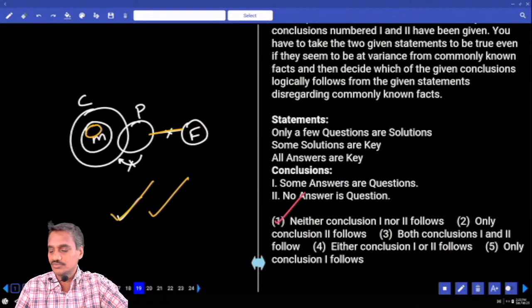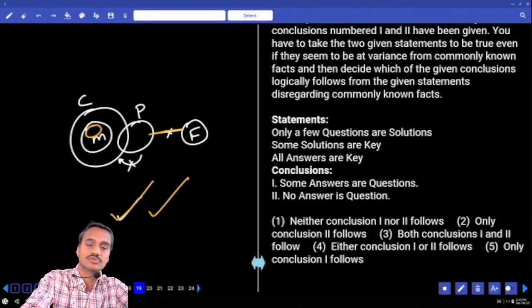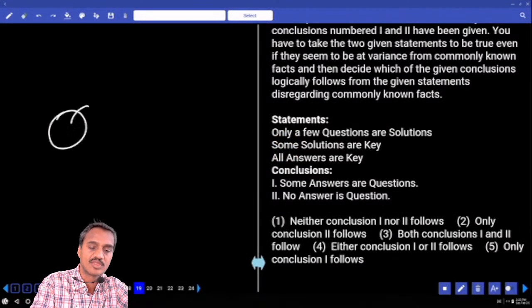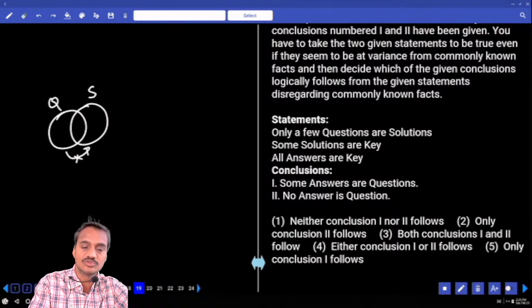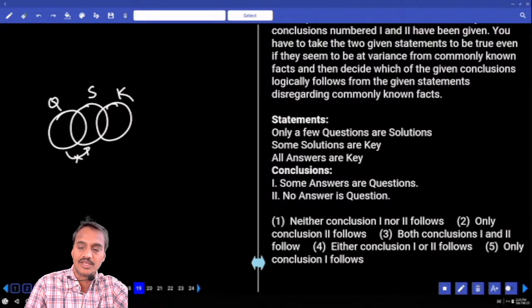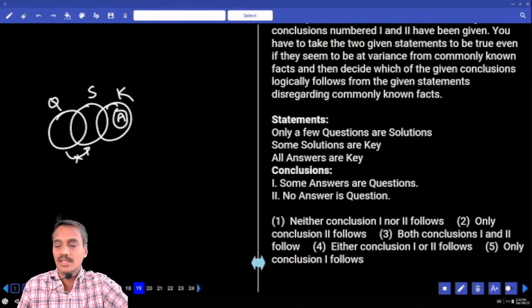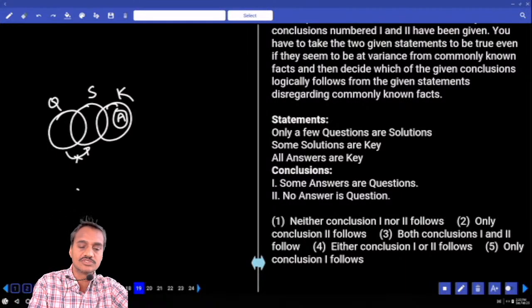Then coming to the 19th one: only a few questions are solutions. Only some of the questions are solutions, but not all. Only some, but not all. And some solutions are keys, solution and key. And all answers are keys. Is that the basic diagram? And some answers are questions, that is false.